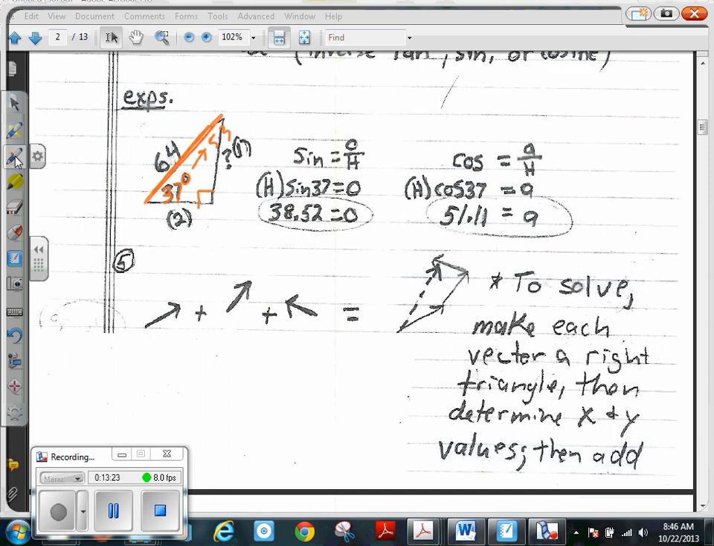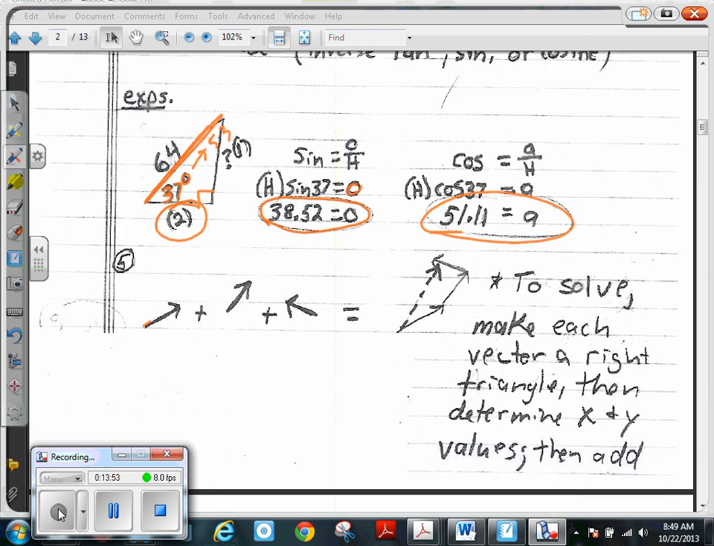Sine is equal to opposite over hypotenuse, so the sine of 37 times hypotenuse equals opposite, and you come up with 38.52. Let's see if you can put that into your calculator and do that. Okay, let's see if you can solve for side number 2 then. Everyone's successful here. That's good.